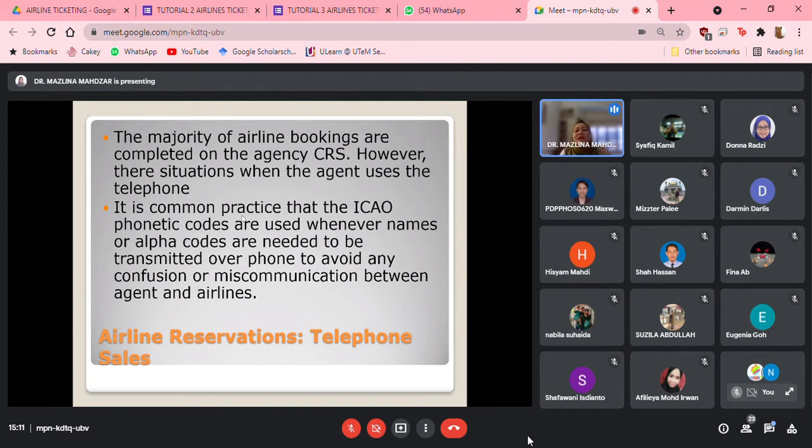So the majority of airline bookings are completed using the agency CRS, or computer reservation system. However, there are situations where the agent uses a phone. I say phone because sometimes small travel agents are only middlemen and may not even have a system. So they will only sell packages that have been packaged by other travel agents, retailers, wholesalers or operators, to get commission from the wholesaler travel agent, for example. So it's common practice to use the ICAO phonetic code.